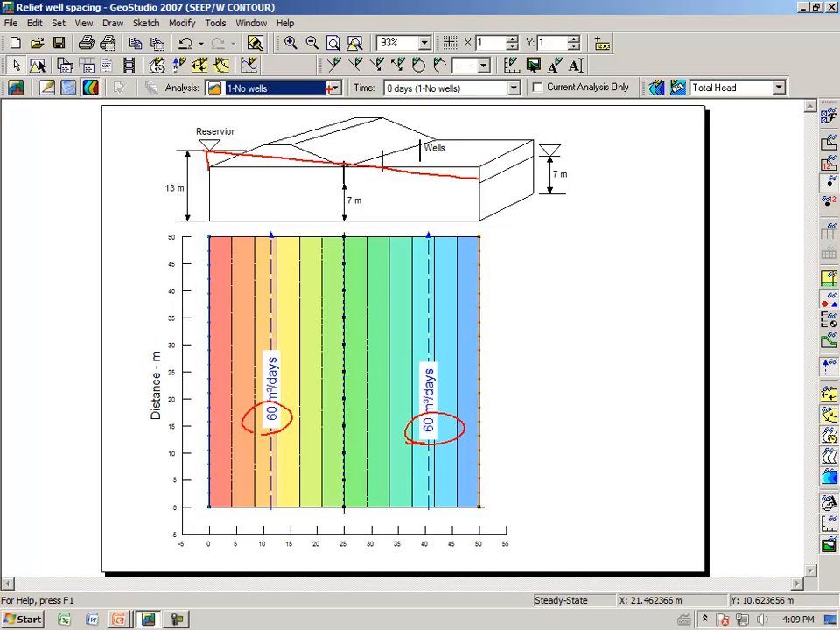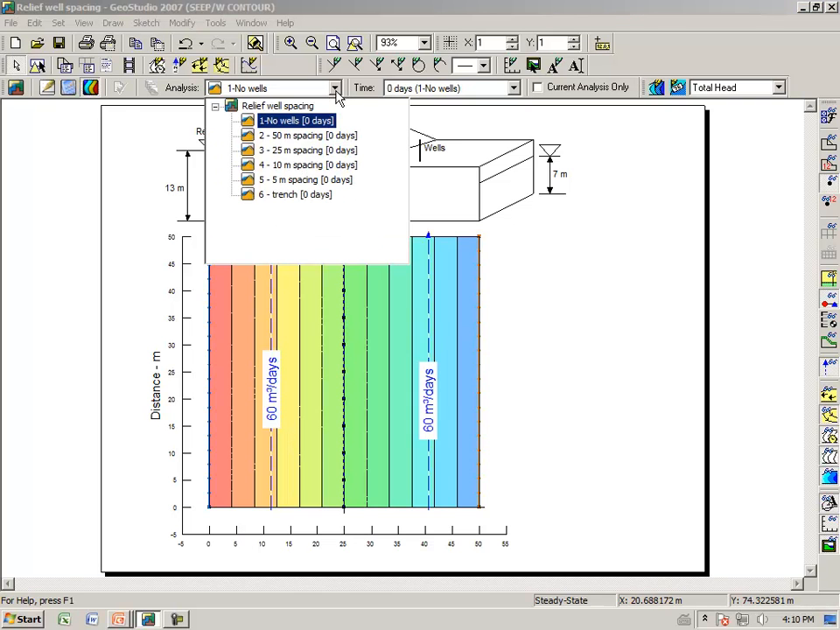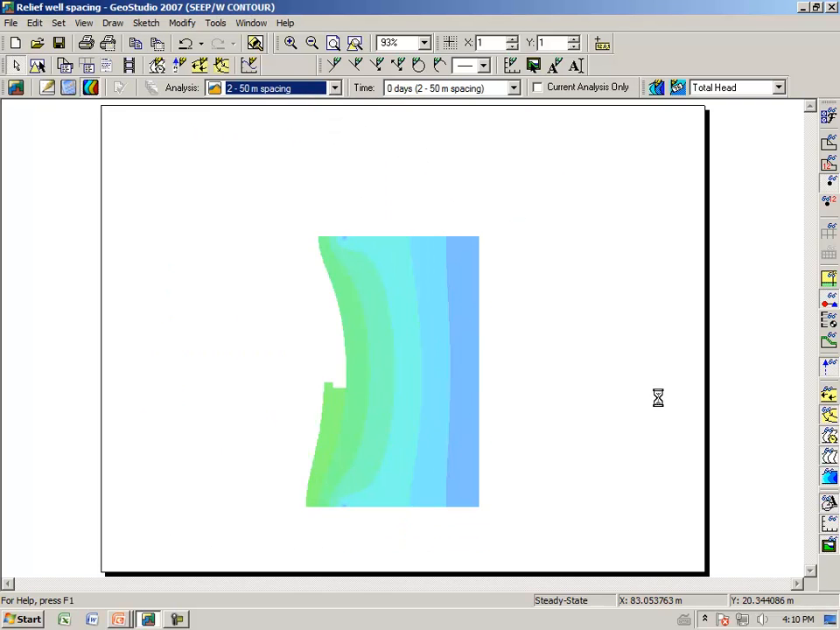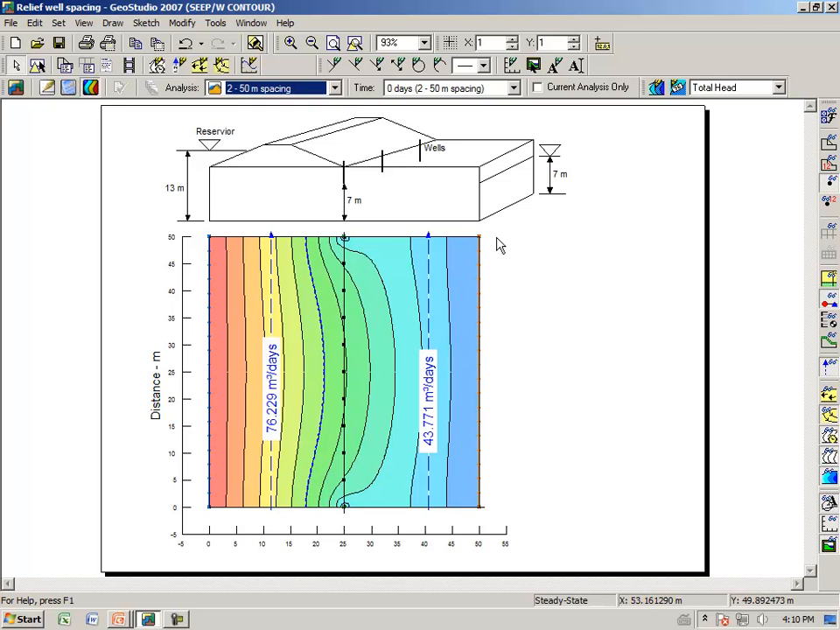If we then go to the second analysis, we have a well spacing of 50 meters. This is 50 meters. And there's a well here, and there's a well here. And if you compare these two numbers, we notice that on the right is a little bit less than on the left, meaning that the two wells are capturing a little bit of the flow, but a lot of the flow is passing on between the two wells.